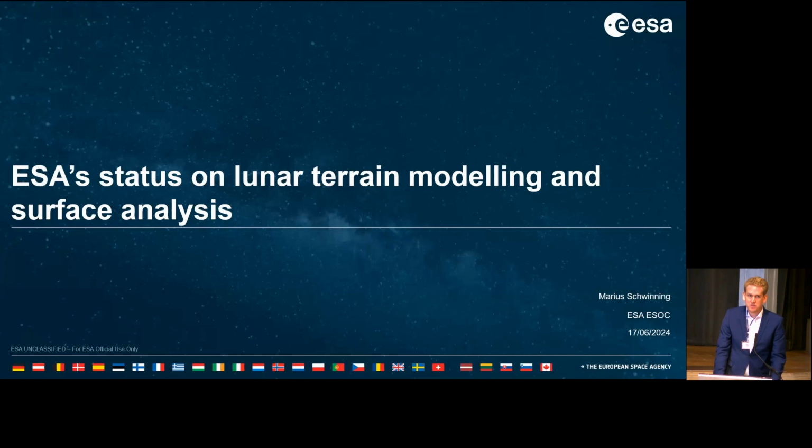So as stated, I want to give you an overview of the capabilities that we've developed at the European Space Operations Center in Darmstadt, Germany, with regards to future lunar missions. And actually, I want to dive right into the topic. I have an overview slide at the end where you see the whole picture of how it comes together.